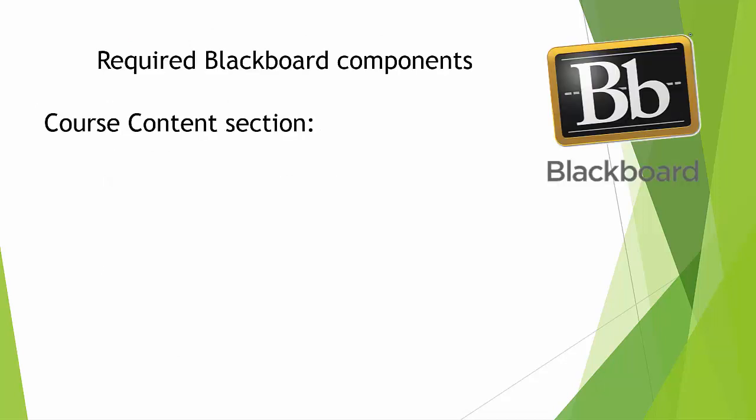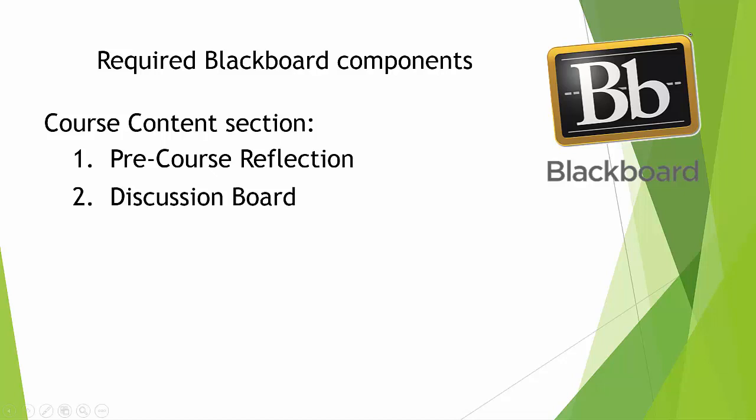Required Blackboard components to receive the 15 PD units are as follows. First is the pre-course reflection for you to reflect on your own skill set with the Google tools. There will be a discussion board. There will be 3 discussion prompts around the 3 major areas in the Google Educator course. There will be a final submission. This is where you will be taking a screenshot of you having completed the 13 units.